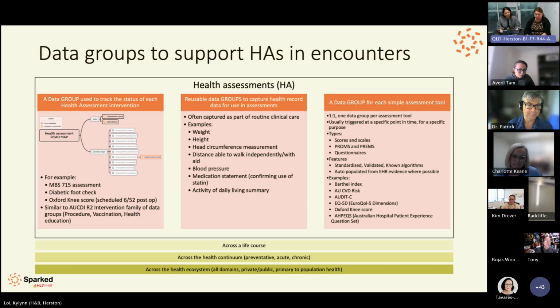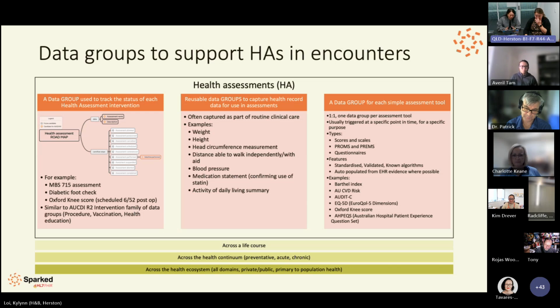We also want to think about health assessment information as reusable data groups to capture health record data. So things that would persist within an electronic medical record, things that are captured as part of routine clinical care. So some of these: weight, height, head circumference, blood pressure, medications, activities of daily living.